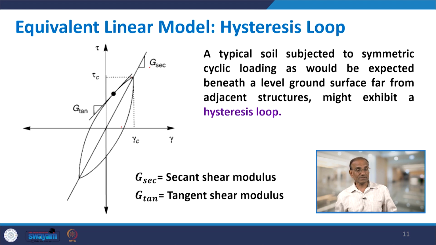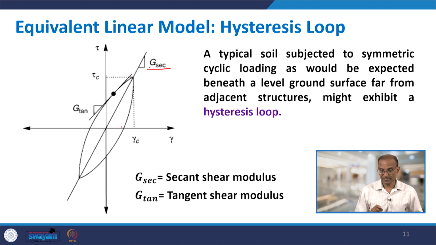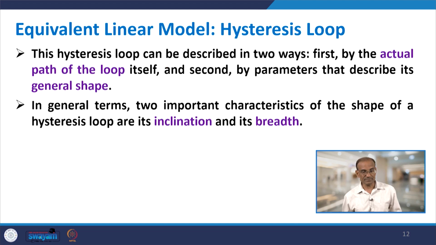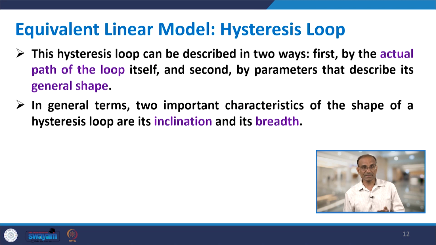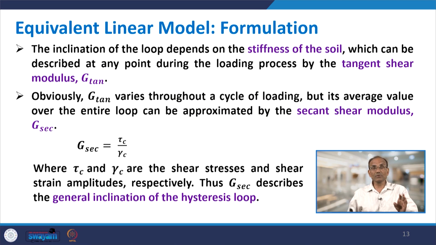So, this is the hysteresis loop, and for this hysteresis loop, what will be the inclination of this loop and its breadth? Its inclination will be represented by the slope of this center line, that is G-sec, and the breadth will be governed by the area. So, you have inclination as well as its width. Here, how do we represent the inclination and breadth? The inclination of the loop depends on the stiffness of the soil, which can be described at any point during the loading process by the tangent shear modulus, but this tangent shear modulus will be varying from point to point.